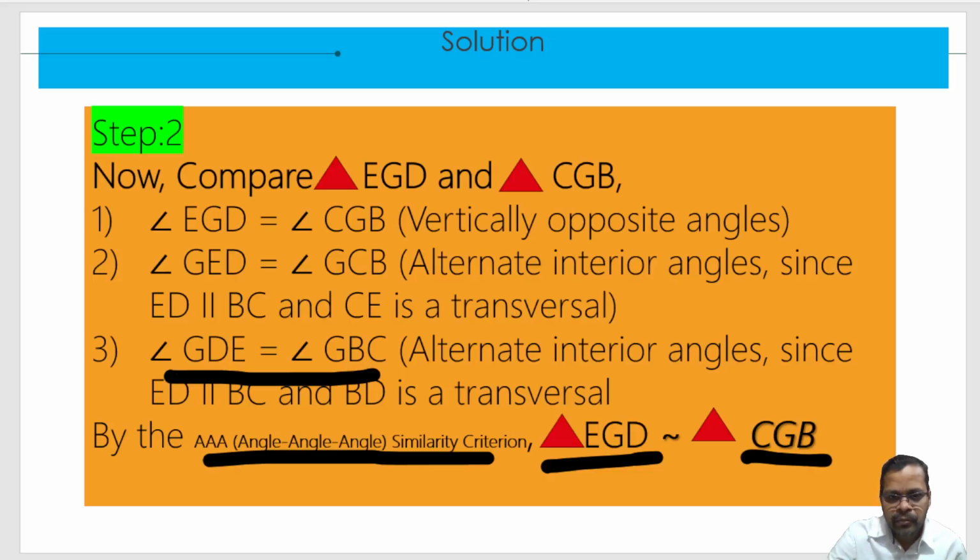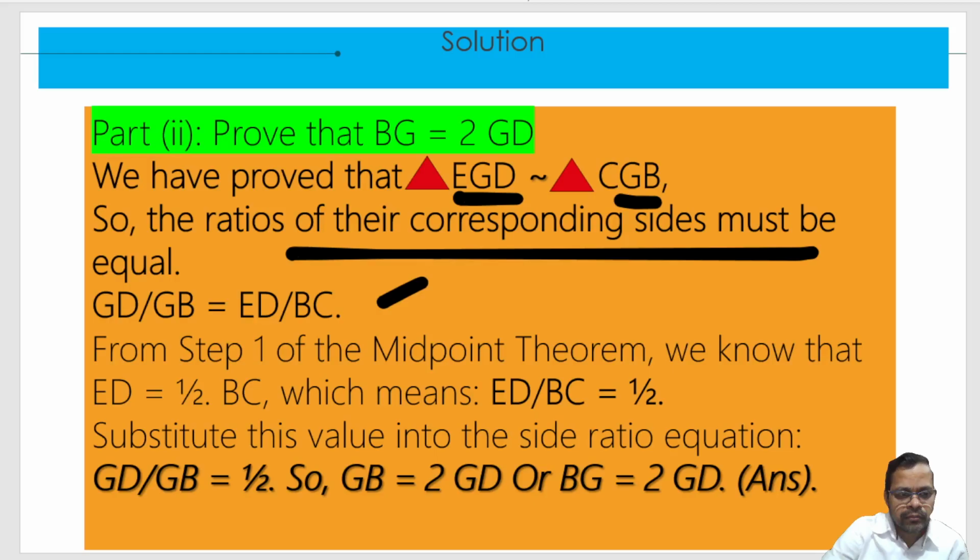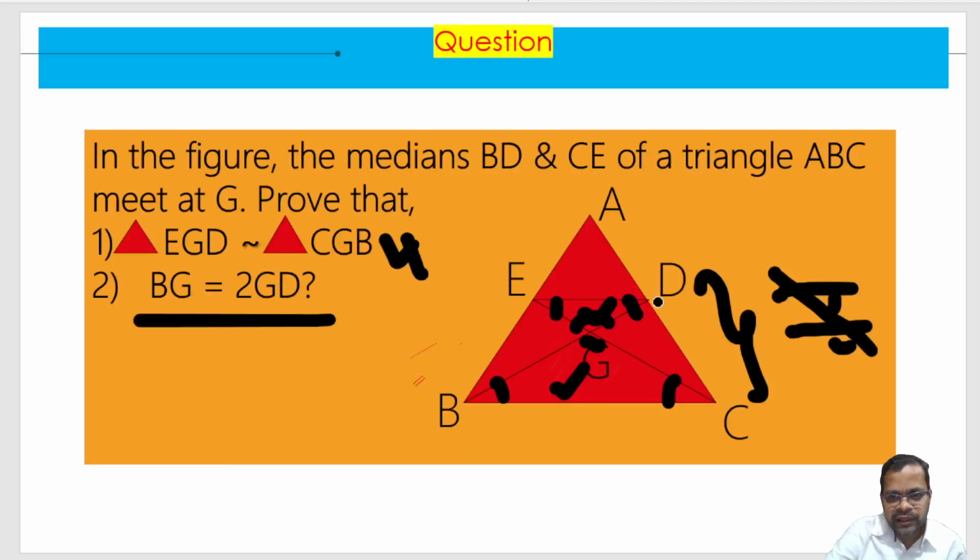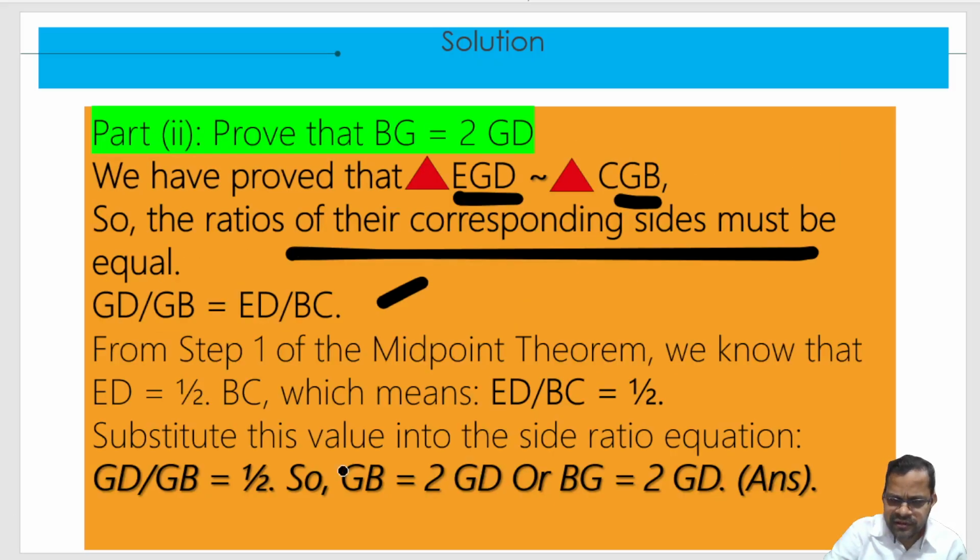Then what do we get? If from step 1 of the midpoint theorem, what we have already known, that ED is equal to half of BC. We know that ED is equal to half of BC. That is the midpoint theorem. We have proved the situation in which ED will be parallel to BC, and if ED becomes parallel to BC, it means that ED is half of BC. So it's just algebra.